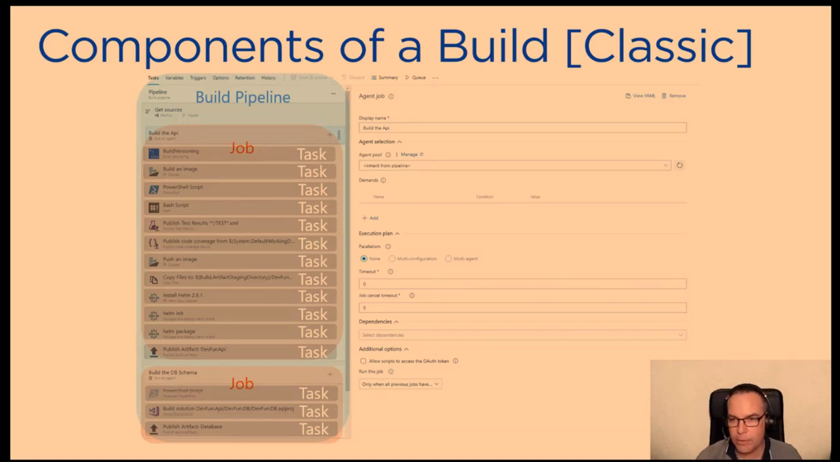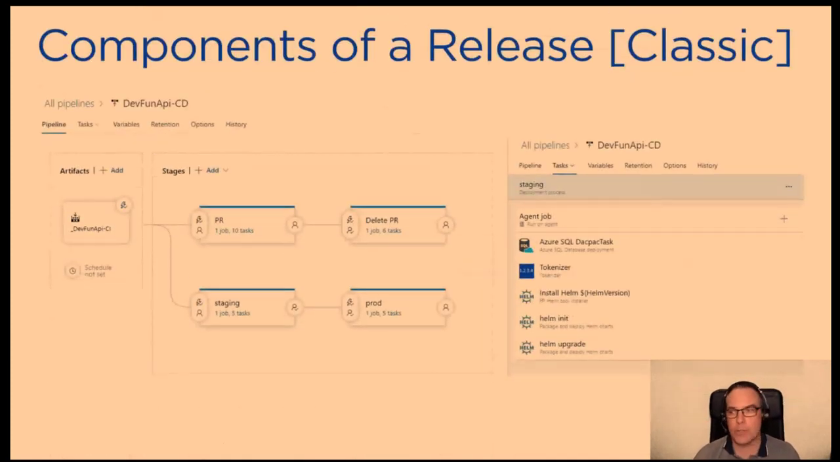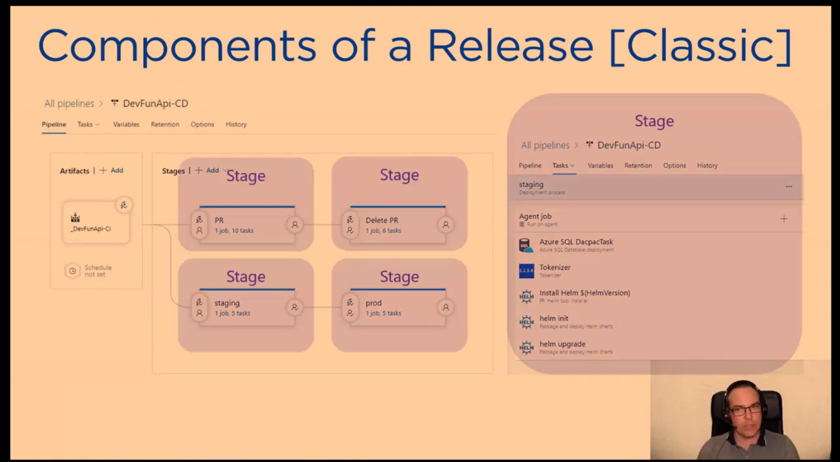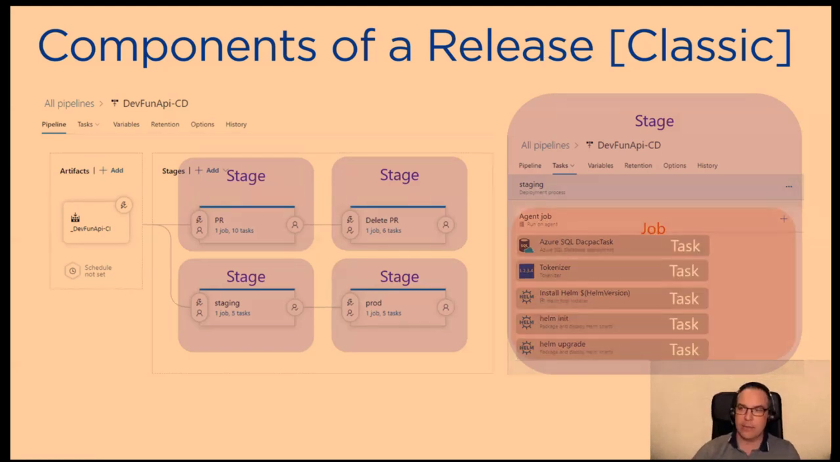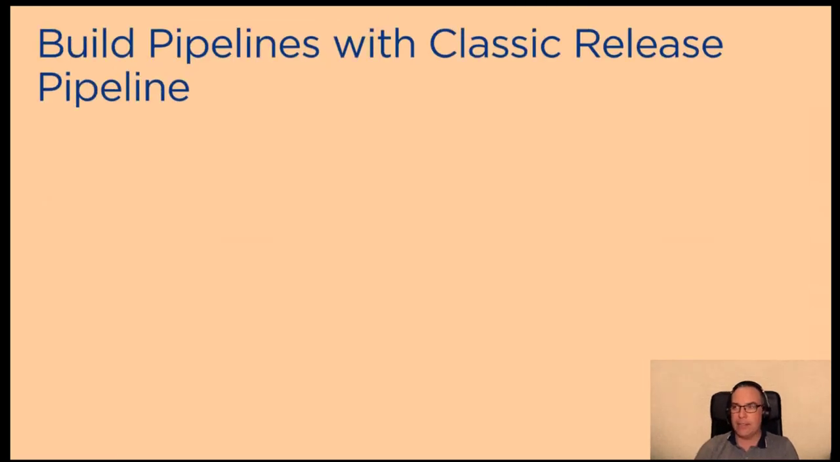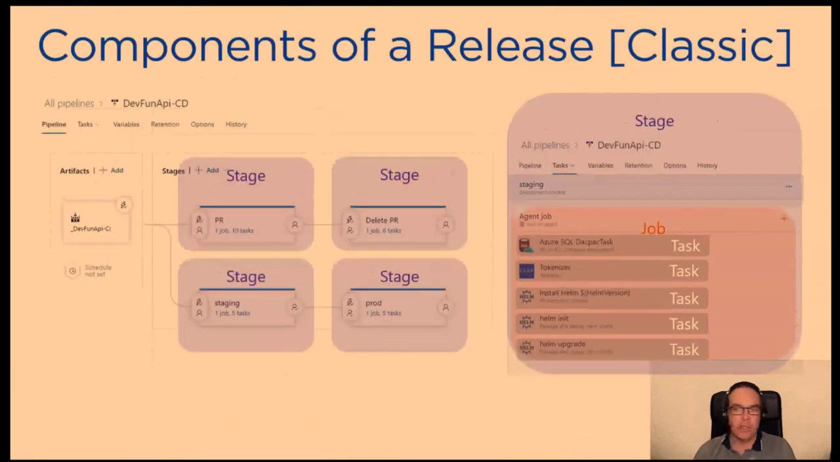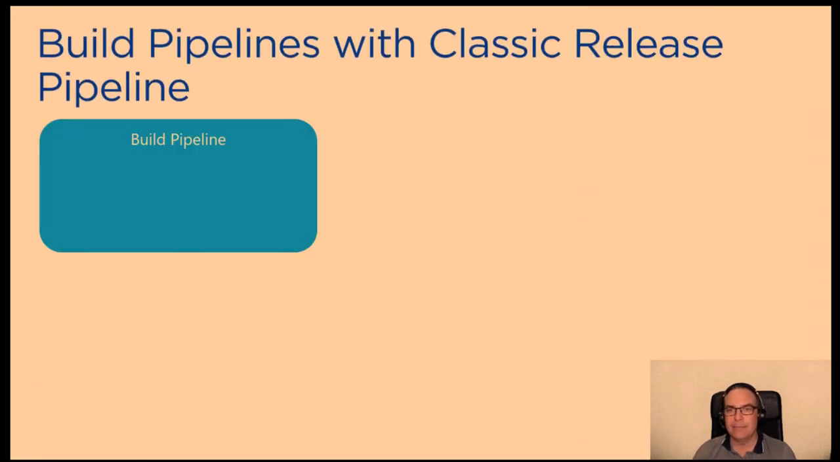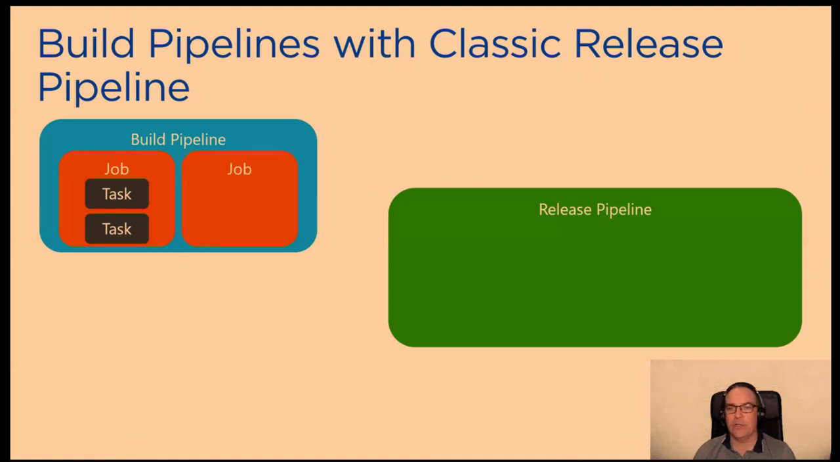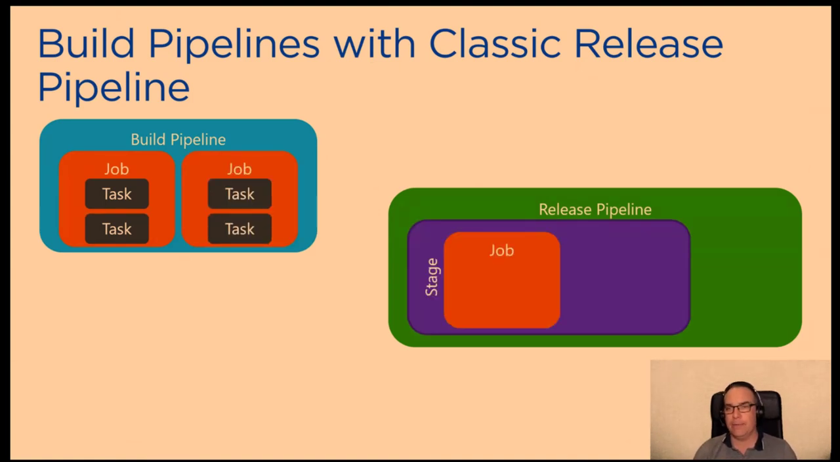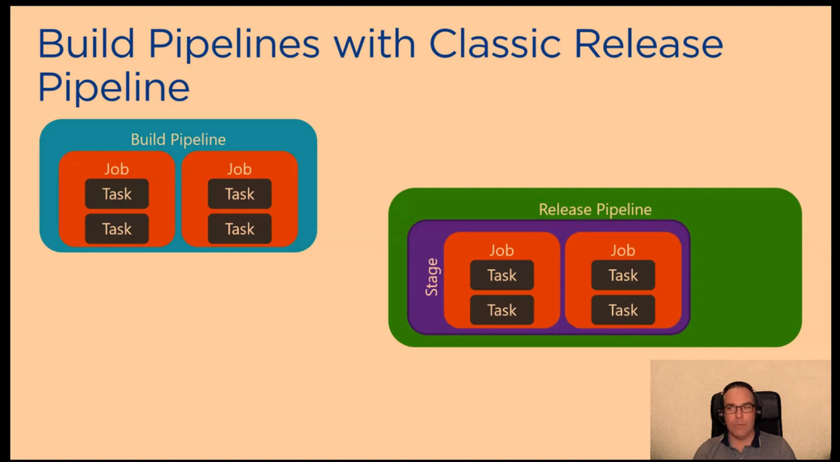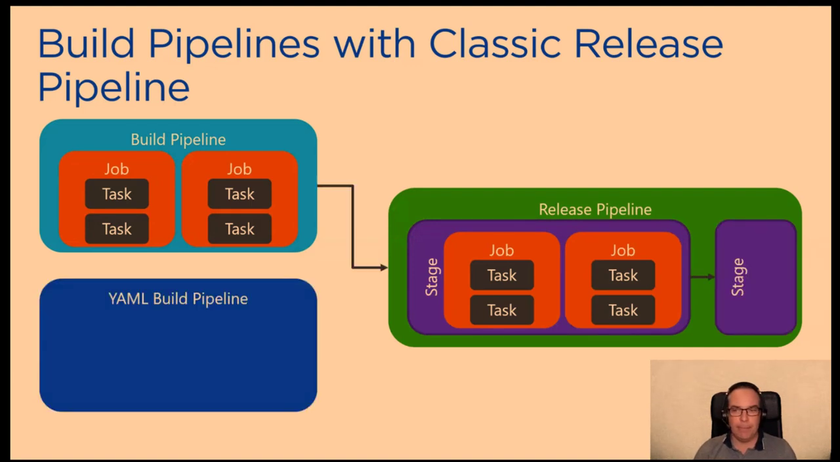It's just executing tasks. From a release perspective, it's the same thing. You just add stages. So a release consists of multiple stages. Each stage, again, has the jobs, which are executed on an agent, and the detailed definition of what to execute is also called a task. So we can also combine them. We could have a classic build and classic release combined with the YAML build pipeline.